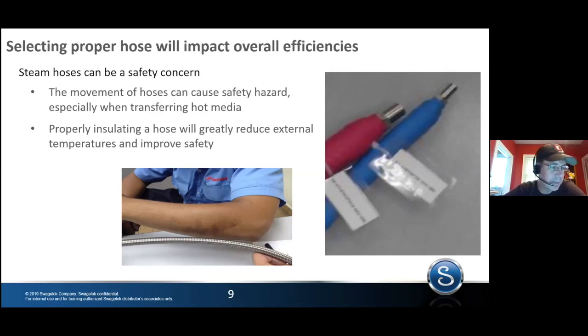Hoses can be worn away and they're therefore damaged and can be dangerous. But in this case, this particular hose, we call this a steam tattoo. What happened is it was a steam line at 200 C or 400 degrees F, and this individual just rubbed up against it and obviously left a pretty significant burn.